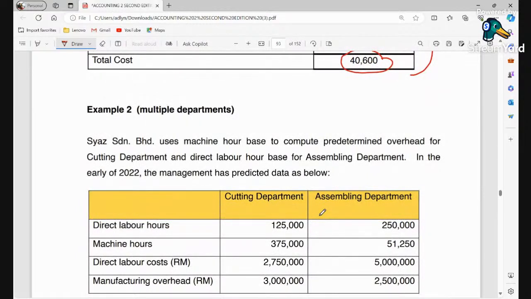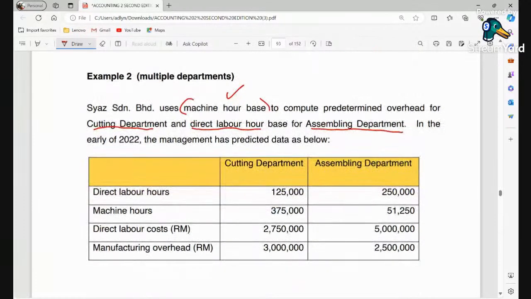Okay, multiple departments. Shah Senior Berhad uses the machine hour basis. So this is a basis untuk kira POR, tapi different basis because the job is separated into 2 departments. For cutting department, it is using the machine hour basis, and for assembling department, the basis used is direct labor hours. In the early of 2022, the management has predicted data as below.